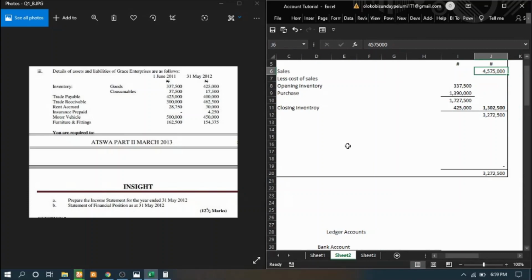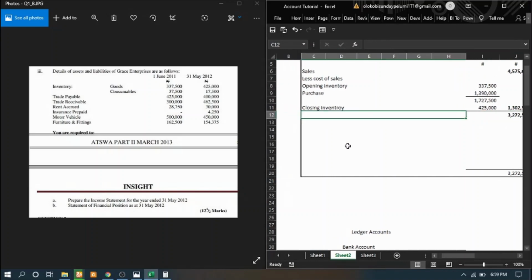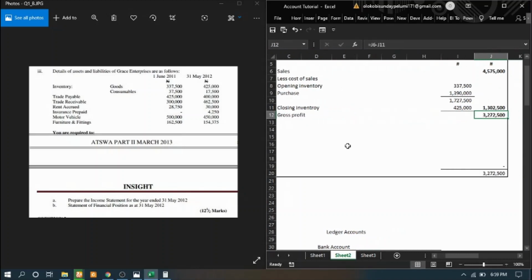So this is my cost of sales here. This is my sales. The difference between my sales and cost of sales will give me gross profit. So this is my gross profit here. Sales minus cost of sales, or net sales minus cost of goods sold, will give you your gross profit. So we have that already.